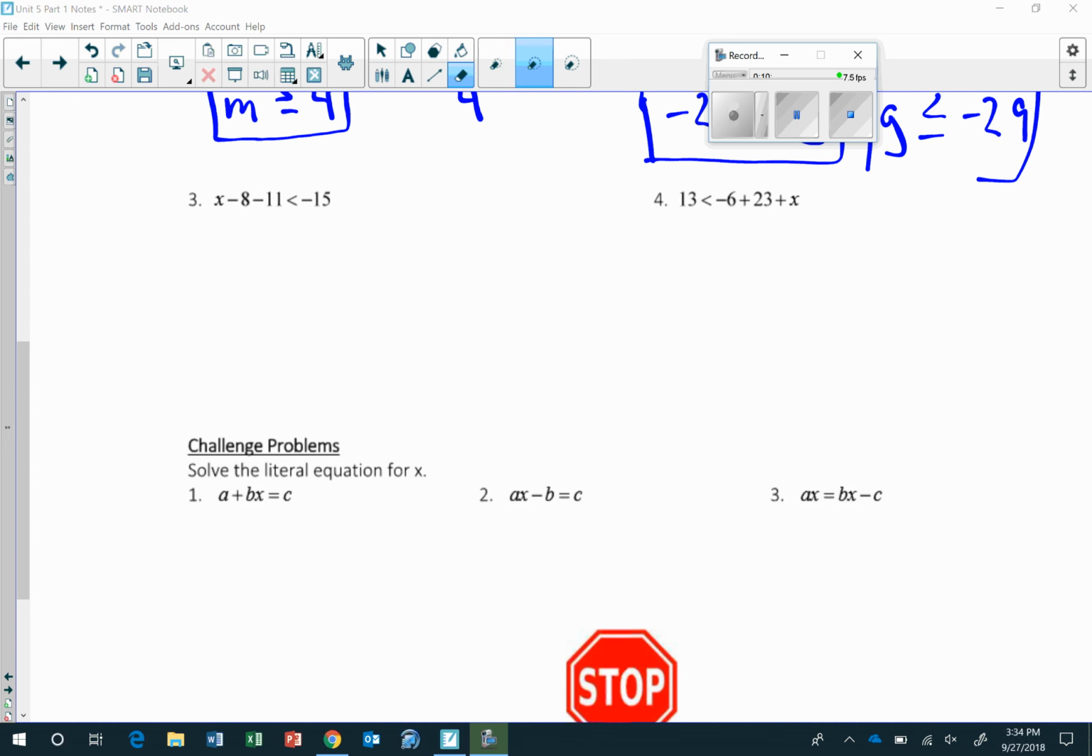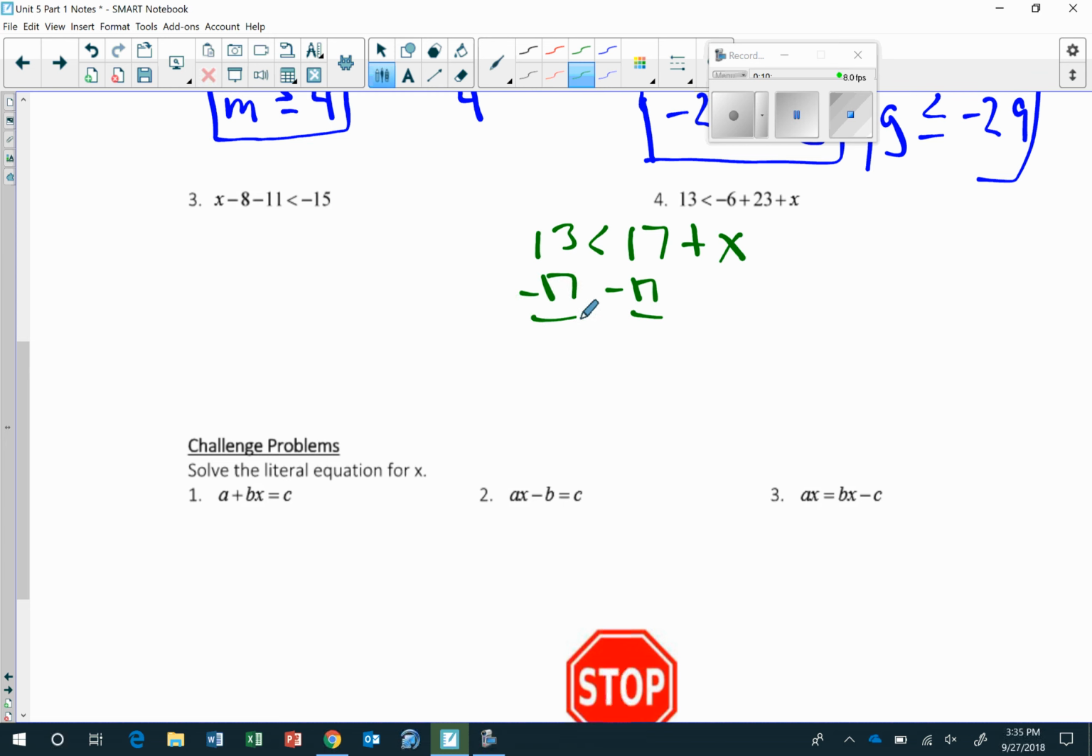All right, I had to clear out some room to get number 4 in here, but I have 13 is less than... If you look at the right side, I have like terms I need to combine. So negative 6 plus 23 is 17 plus x. Over on the right side where the variable is, I'm adding 17 to x. So to undo that positive 17, I need to subtract 17 from both sides. 13 minus 17 is negative 4, and that's going to be less than x.